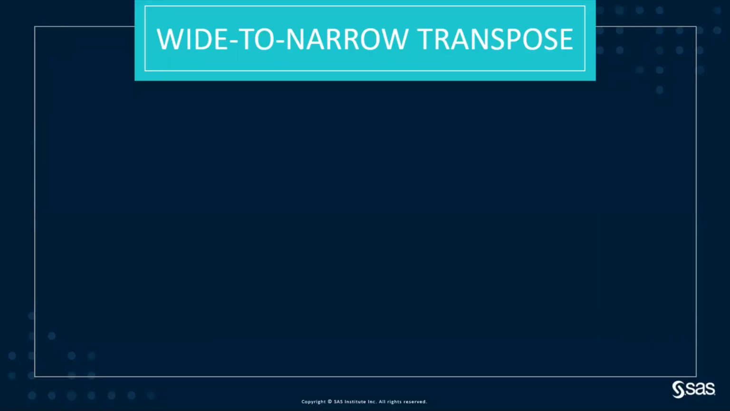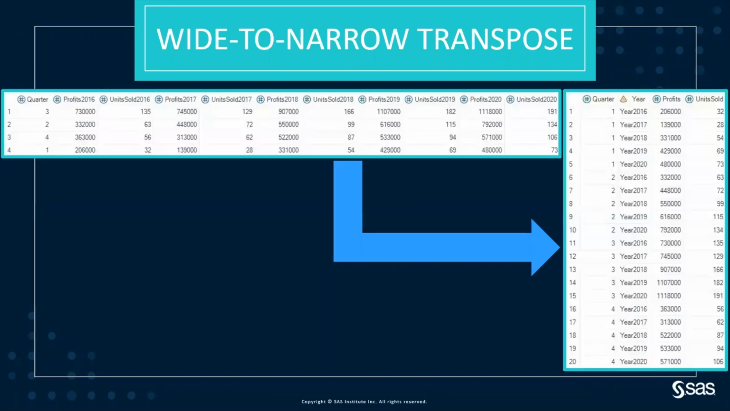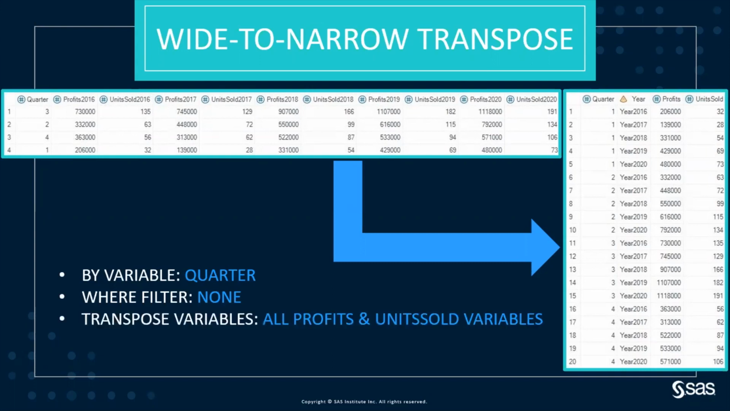We can do this with another wide to narrow transpose. As always, our by variable is quarter. And since we want to include all 4 quarters in the output, we do not need to apply a where filter. The biggest difference with this example is that we're now transposing both of our measures, profits and units sold. And lastly, just like we saw with our other wide to narrow example, we will not be using an ID statement since there is no column here whose values we want to use as the new column headers. So let's flip back over to SAS and keep coding.